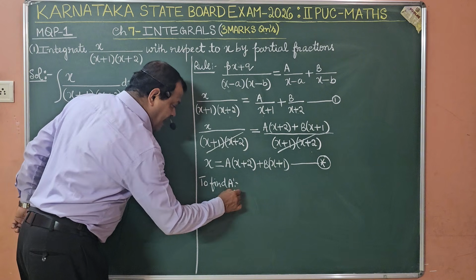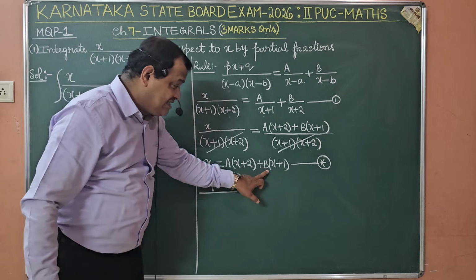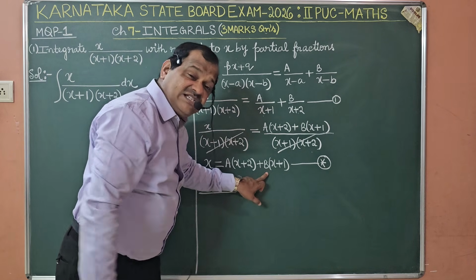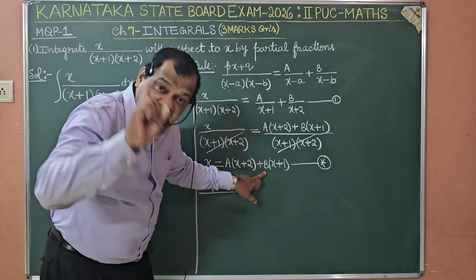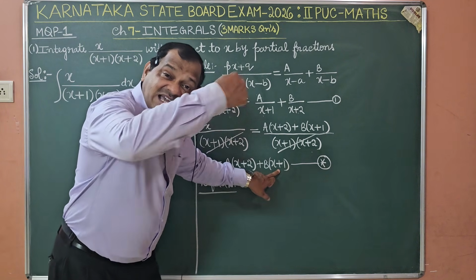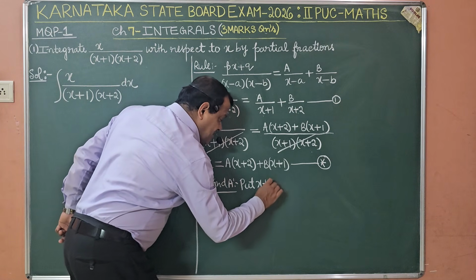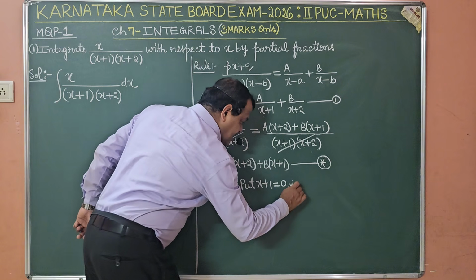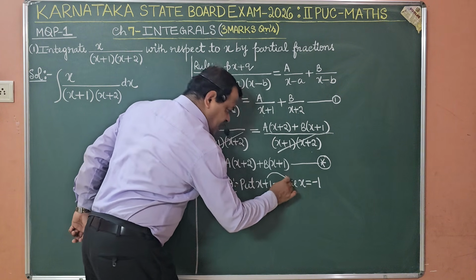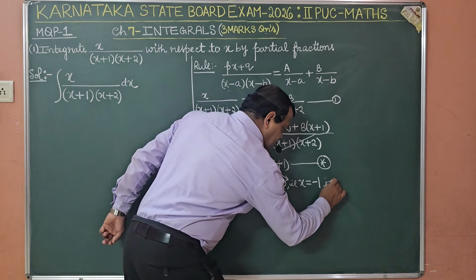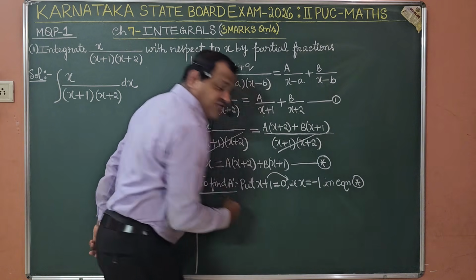Now my aim is to find unknown capital A. To find A, my dear students, please make the other term 0. Which is the other term? B into x plus 1. B cannot be 0 because B is unknown. Therefore, put x plus 1 equal to 0 in equation star, that is x is equal to minus 1. See, I have written the word equation in short form, equation star.